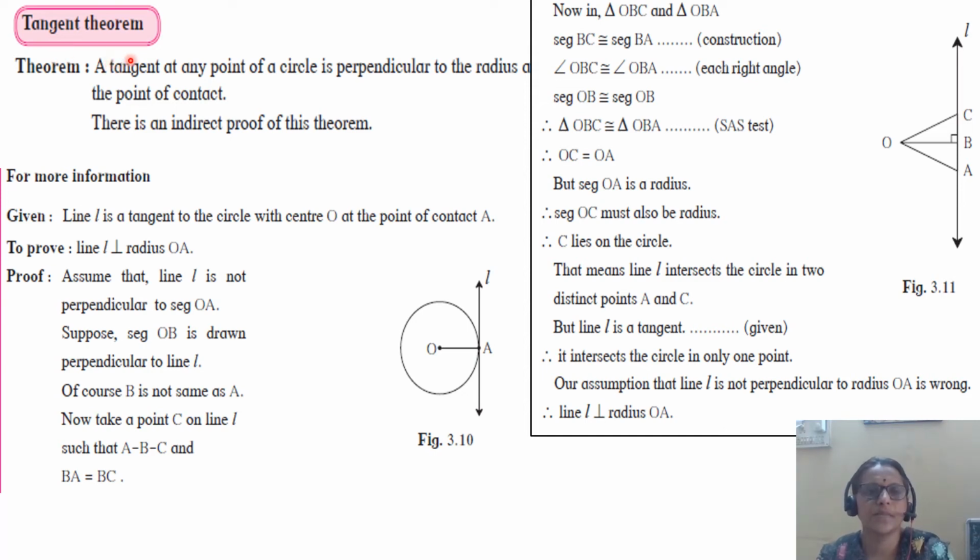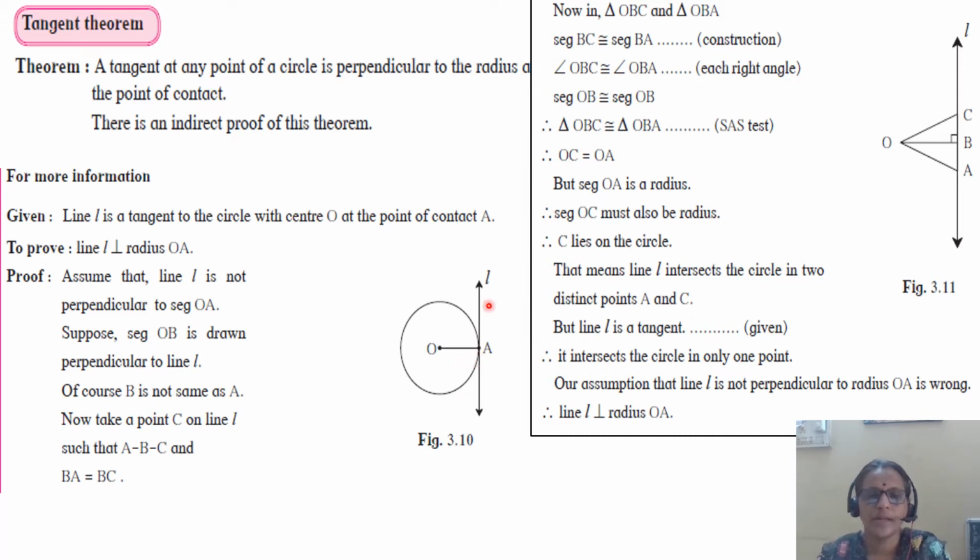Study the tangent theorem. The theorem says a tangent at any point of a circle is perpendicular to the radius at the point of contact. So, an indirect proof for this theorem. Some information is given. Let us study that. Line L is tangent to the circle with center O at a point of contact A. You have to prove L is perpendicular to OA.